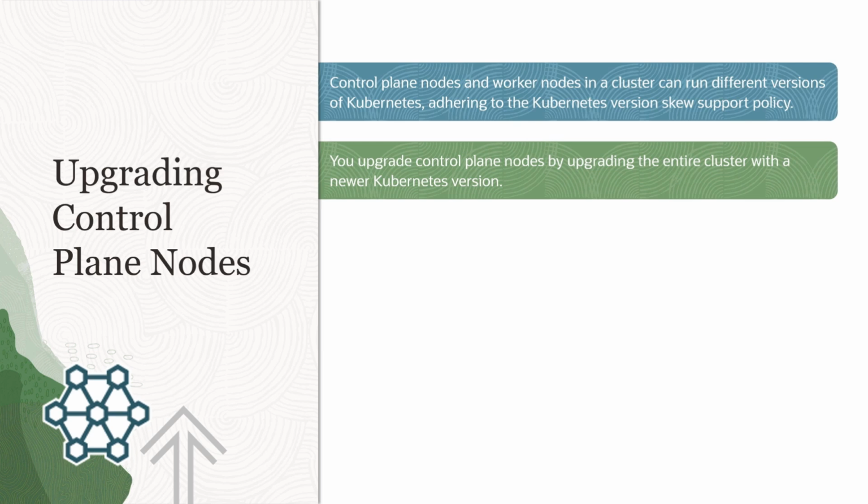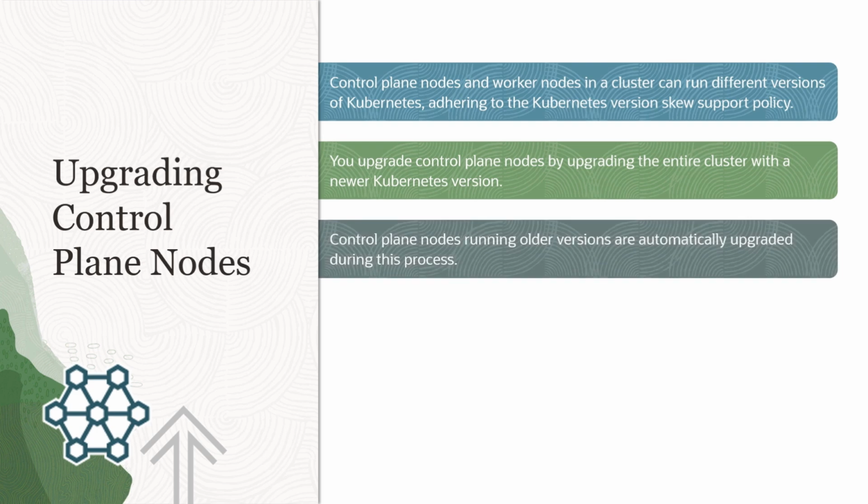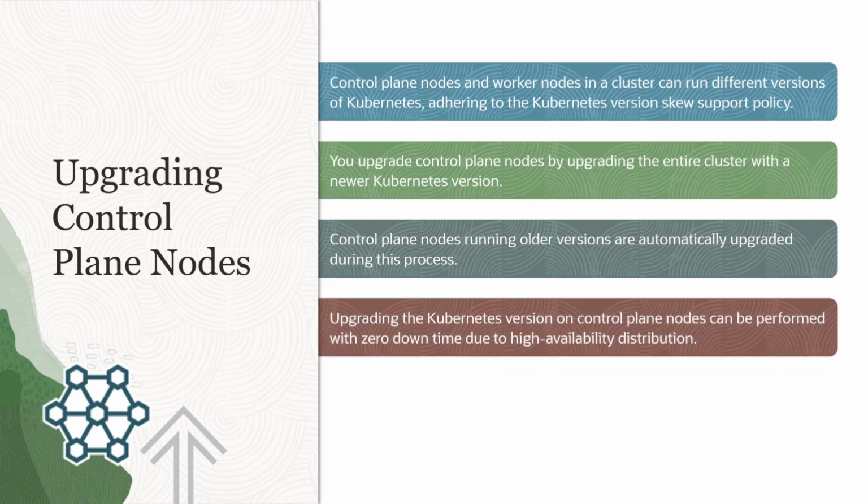Upgrading control plane nodes involves elevating the entire cluster to a new Kubernetes version. During this orchestrated upgrade, control plane nodes running older versions undergo an automatic and graceful transformation to align with the upgraded cluster. One notable feature is the zero downtime during the upgrade process. Thanks to the high availability distribution of control plane nodes, this ensures uninterrupted service availability for your applications.